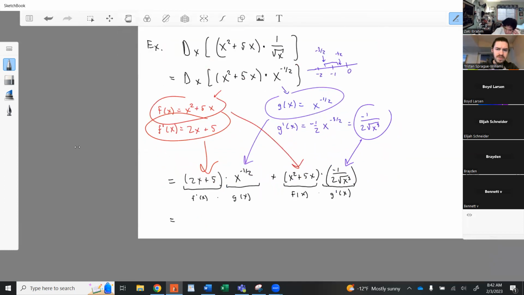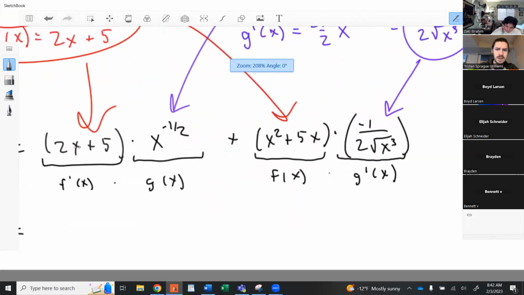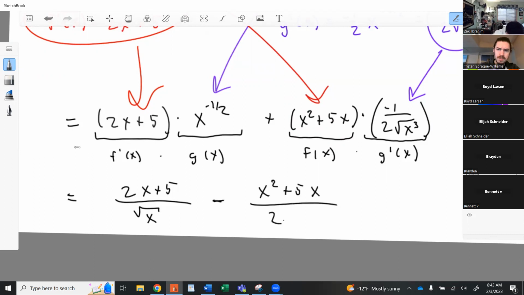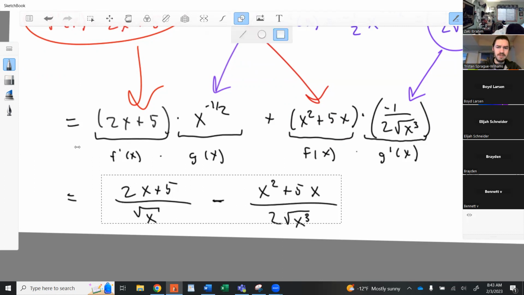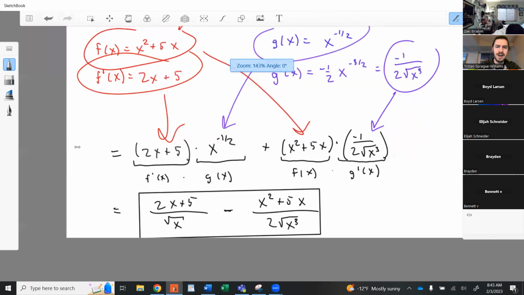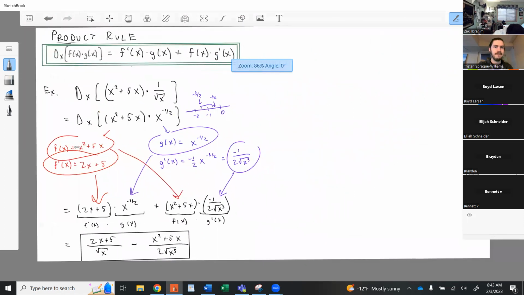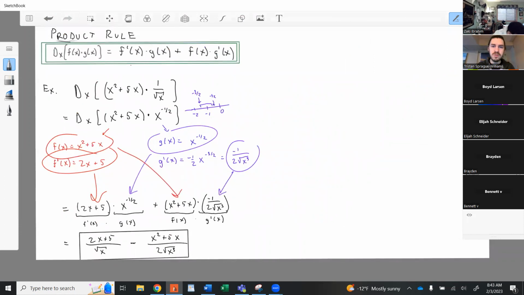If we wanted to simplify it ever so slightly, we could. So I might write this as like 2x plus 5 over the square root of x plus, or I guess actually maybe minus, because of that negative right there, minus x squared plus 5x over 2 times the square root of x cubed. And I think that looks like a pretty good, nice sort of condensed final answer for that. And there we go. That's how you use the product rule.